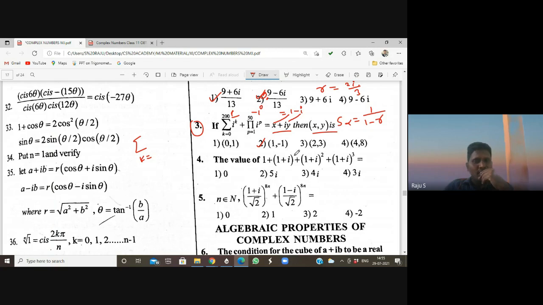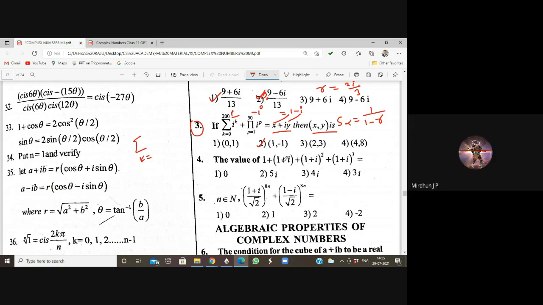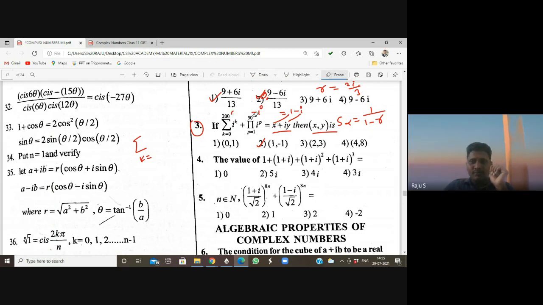Clear, students? We can just simplify the first one. The second option is standard. So the first one is related to summation, the second one is related to product. The sum of the 4 values becomes 0, and the product of the 4 values becomes minus 1. That you have to remember.